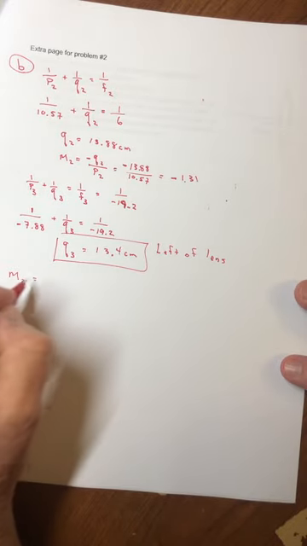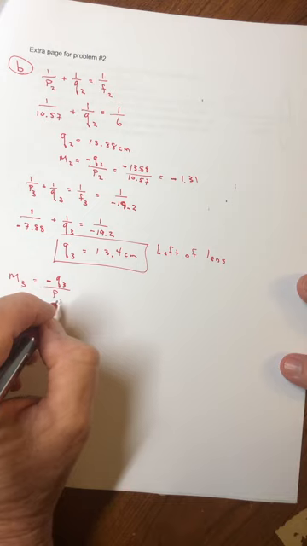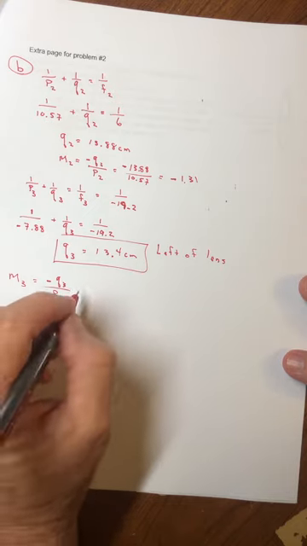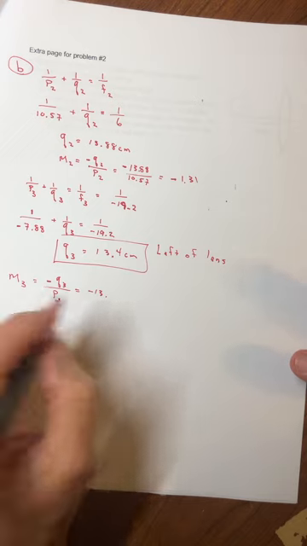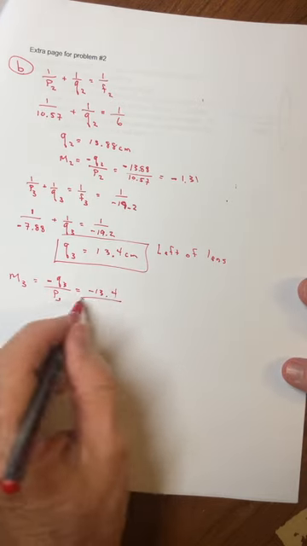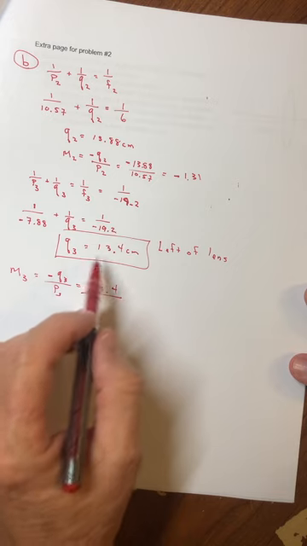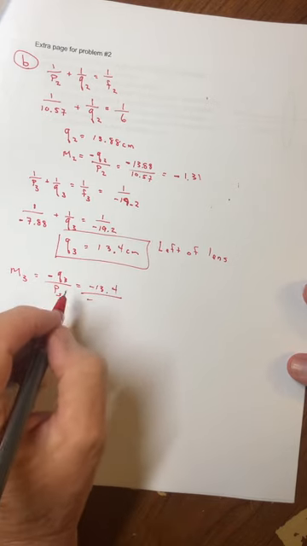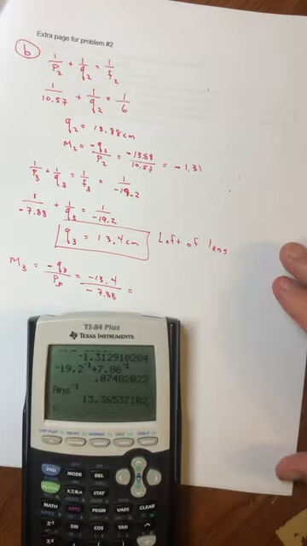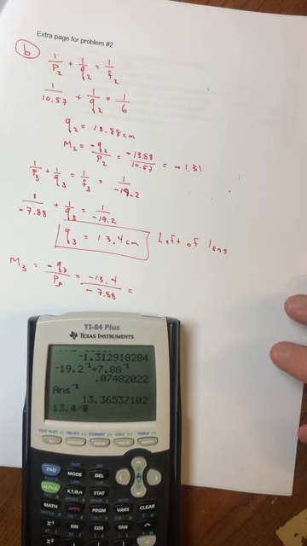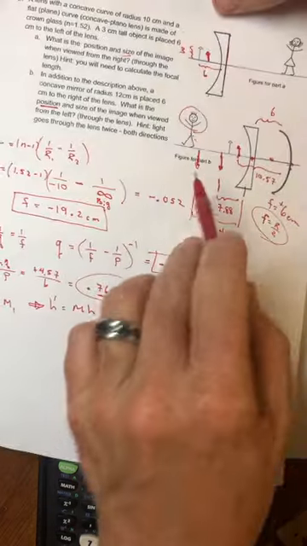And magnification number 3 is minus Q3 over P3. And so we're looking at a negative 13.4, with the negative in front because of the definition of magnification. And then P3 is the negative 788. The two negatives cancel off, so I don't have any inverting going on.